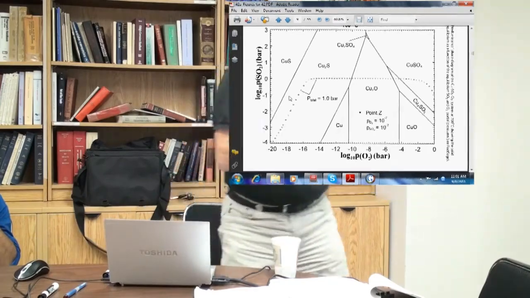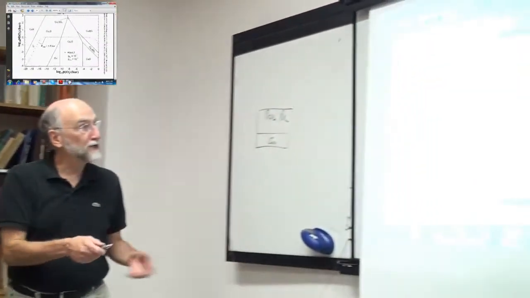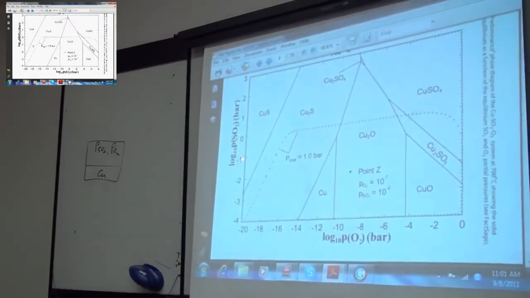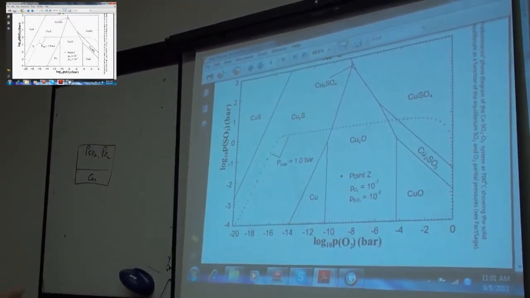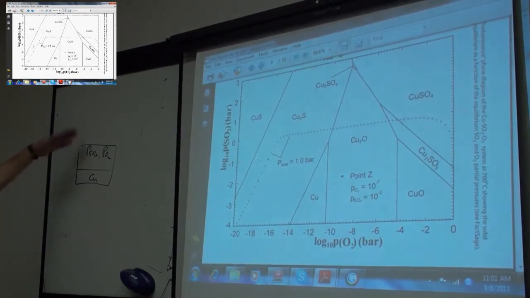Okay, so that's very easy to do. I have the total pressure will be less than 1 atmosphere. I have PSO2, the partial pressure of SO2, at 10 to the minus 1, and the partial pressure of oxygen is 10 to the minus 18. So I easily can fix that in my system, and I'll have Cu2S.